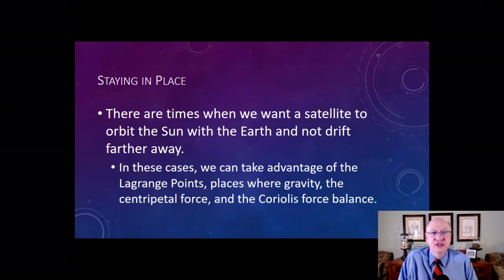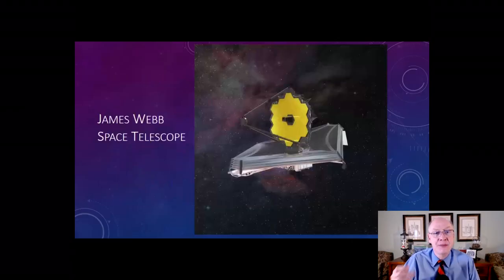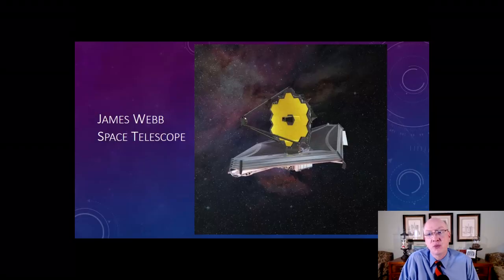There are a couple special places called Lagrange points where gravity, the centripetal force, and the Coriolis force all balance one another, and you can put a spacecraft there and it will maintain that position. Coming up later this year, we will be launching the James Webb Space Telescope to one of the Lagrange points around the Earth, the L2 point. The whole goal is we want this telescope away from the bright Earth. We want it to be in the darkness of space.